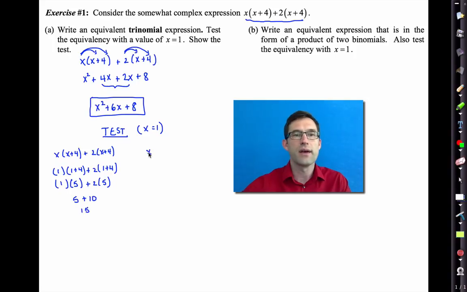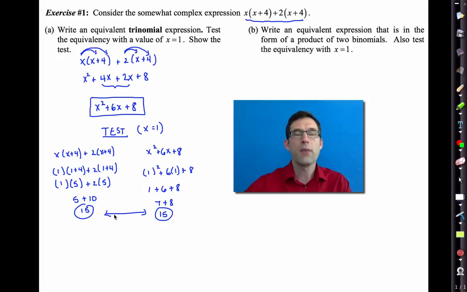Now let's see what I get when I substitute 1 into this trinomial expression. Well, here I'll get 1 squared plus 6 times 1 plus 8. 1 squared is 1 times 1. 6 times 1 is 6. 8 is just 8. Then 1 plus 6 is 7, plus 8 gives me 15.